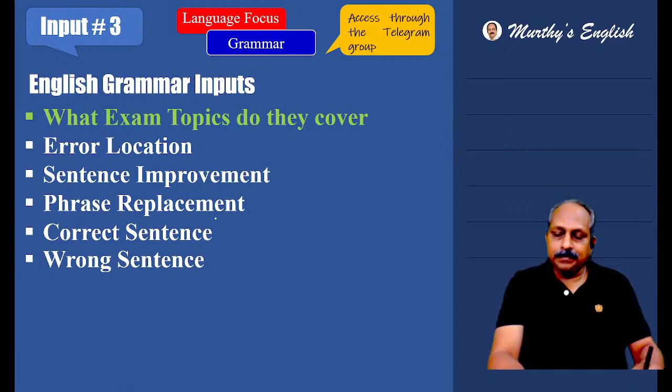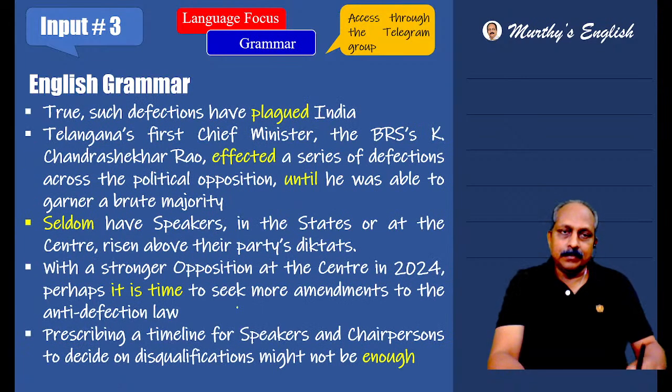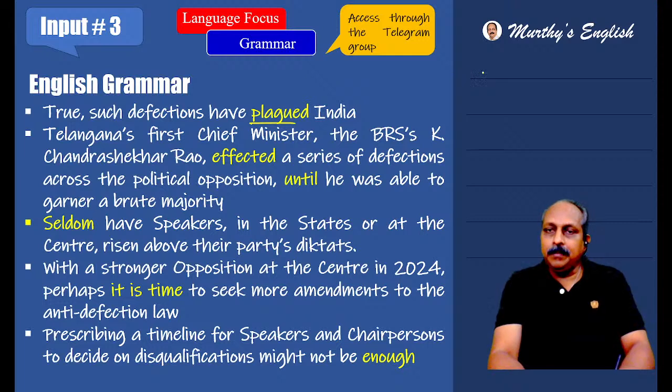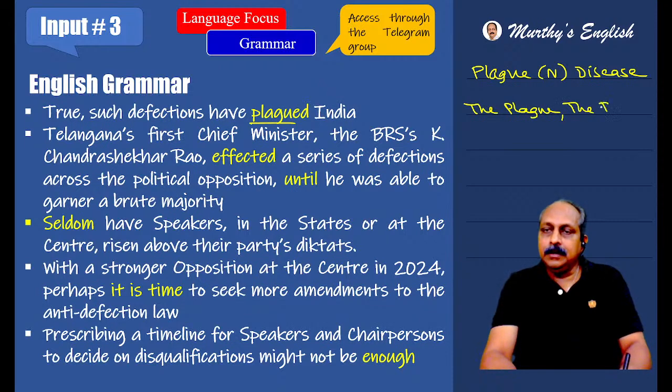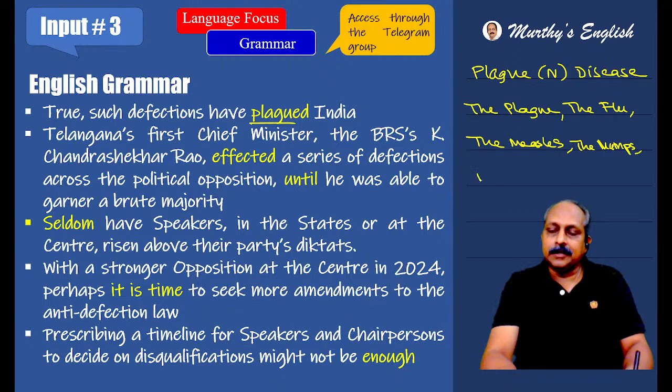Grammar inputs. True, such defections have plagued India. Plague can be a noun, plague can be a verb. As a noun, it means what? Disease. Then you have to recollect something important. What are you supposed to recollect? Before certain diseases, we have to use a definite article, the: the plague, the flu, the measles, the mumps, the rickets.